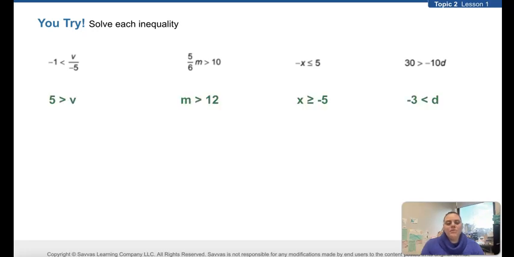For the first problem, we get 5 is greater than v. For the second problem, we get m is greater than 12. For the third problem, we get x is greater than or equal to -5. And for the fourth problem, we get -3 is less than d.